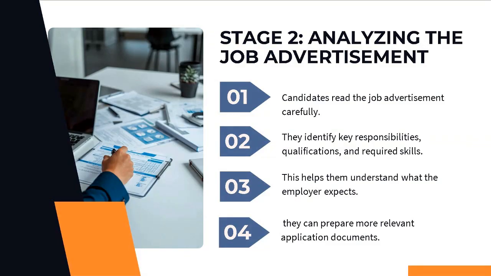Now let's move to stage 2, analyzing the job advertisement. When candidates find a suitable vacancy, they should read the advertisement carefully. Please ask yourself, what is the employer really looking for? Candidates need to identify the main responsibilities, required qualifications, and key skills. It helps them understand employer expectations more clearly. If they skip this step, their application may become too general or less effective.